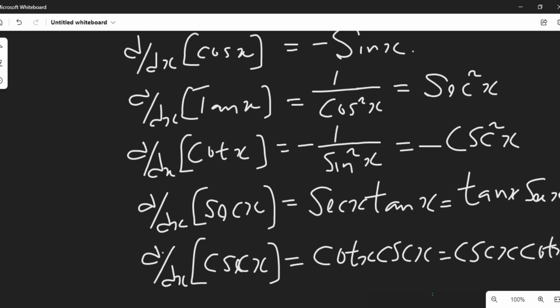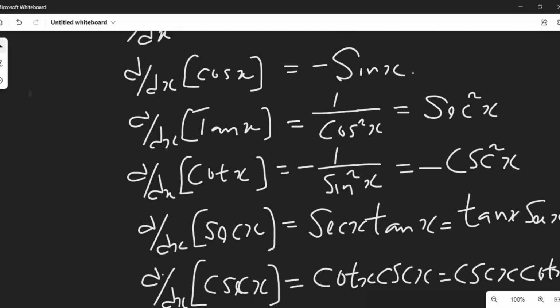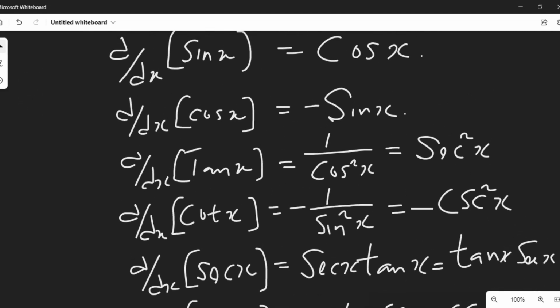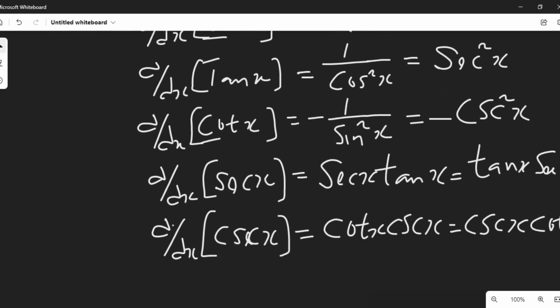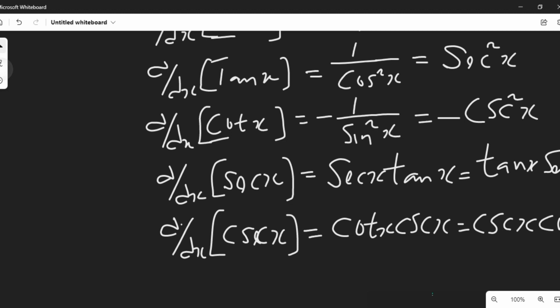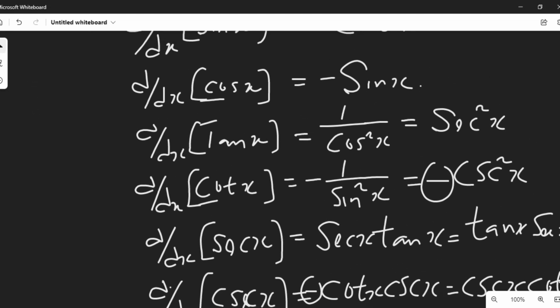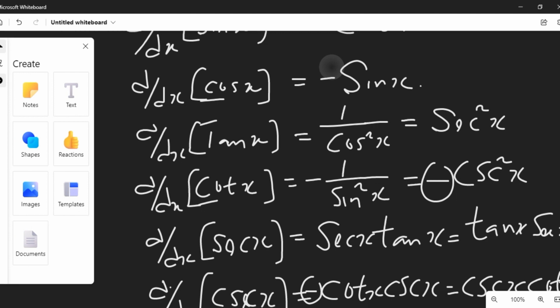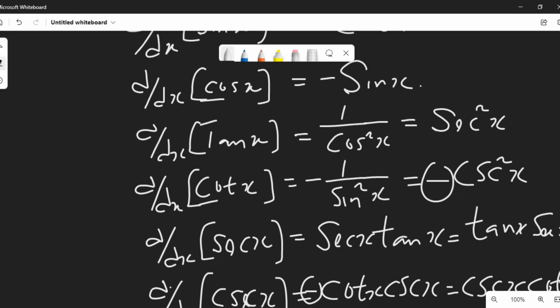Now I want you to note something, that's how you memorize this. The derivatives of the co-functions, all the ones starting with C, all of them have a negative. They all have a negative derivative result. Always note that. They always have a negative derivative result.